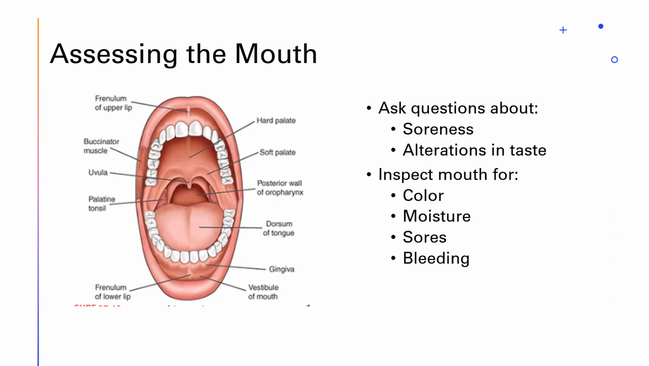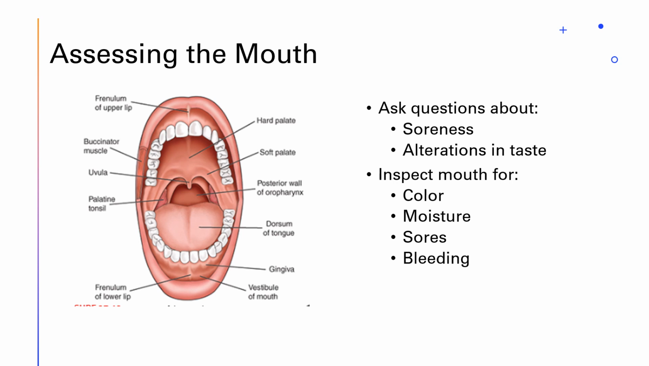Assessing the mouth is another body part that tells us a lot of information about how the body is doing. It also entails advanced assessments that normal nurses don't do. But when we assess the mouth, we're looking at the lips, tongue, teeth, gums, hard and soft palate, and the tonsils. First, we want to do the interview with the patient and ask them if they have any mouth, throat, or neck soreness and any alterations in taste.